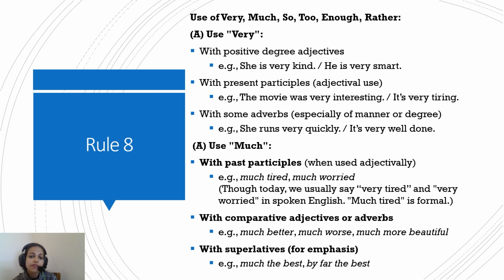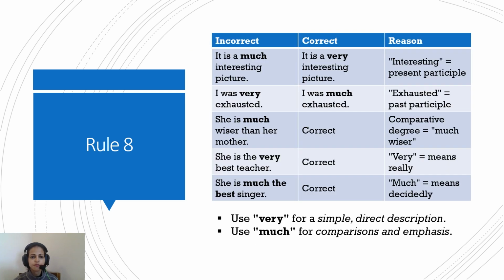So these are comparative degrees of adjectives. The very is used with positive degree of adjective, but much is used with comparative degree of adjective and with superlatives for emphasis. Much the best, or by far the best, is also a way to say it. It's not very common to hear phrases like much the best, but that's the grammatically correct way to go. Now let's see some examples.